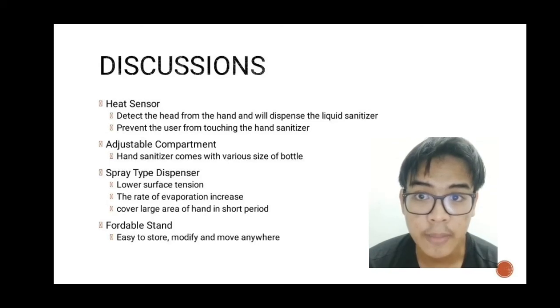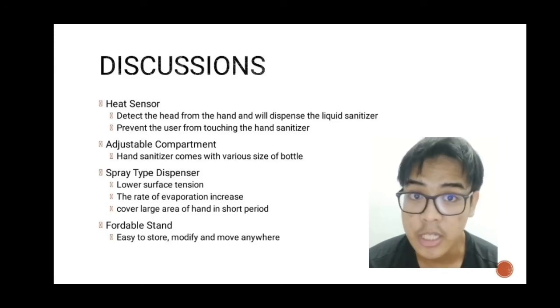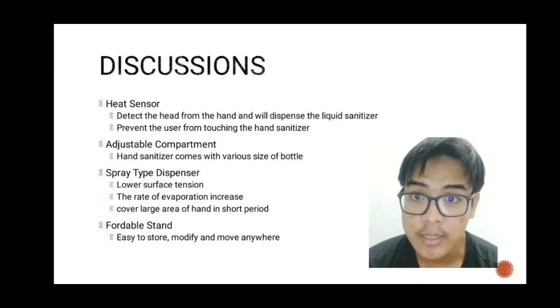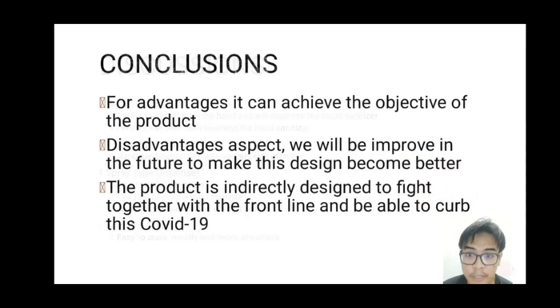The last part is the spray type dispenser. This design will produce the sanitizer in spray mode. This is because sanitizer in spray mode has lower surface tension, which causes the rate of evaporation to increase. Other than that, when the sanitizer is produced in spray mode, it can cover a large area of the hand in a short period. All of this will make users more comfortable when applying hand sanitizer while still keeping germs from spreading.